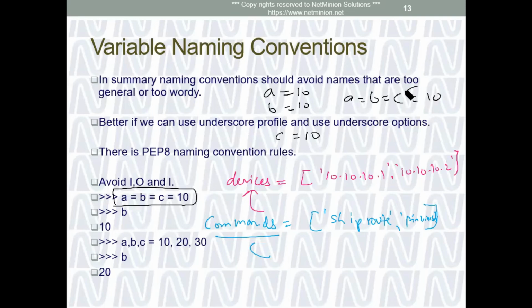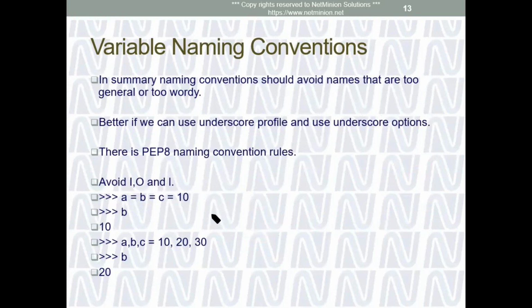Now, if you are making any change in C, those changes would be made in A and B also. Not good practice, right? What you can use instead, if you want to give 3 variables values in one go, is A, B, C, and these are the values. A will have the value 10, B will have 20, C will have 30.